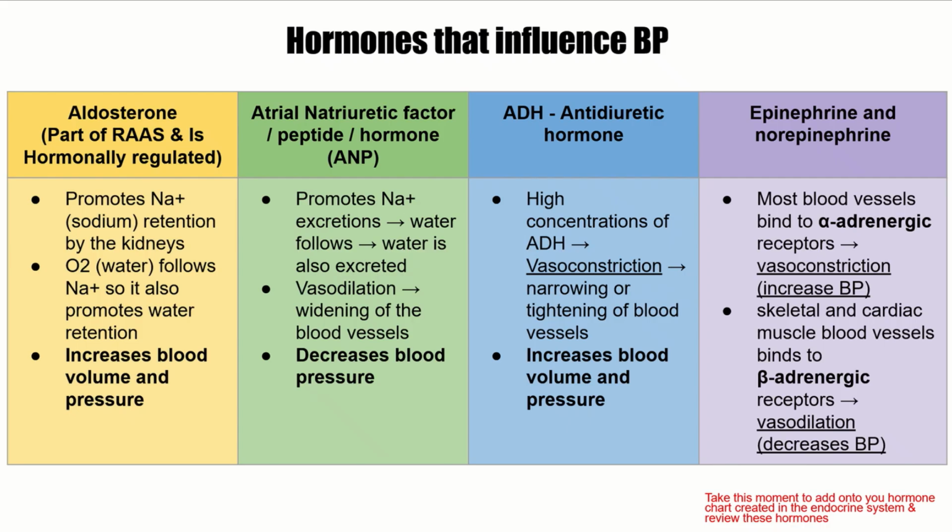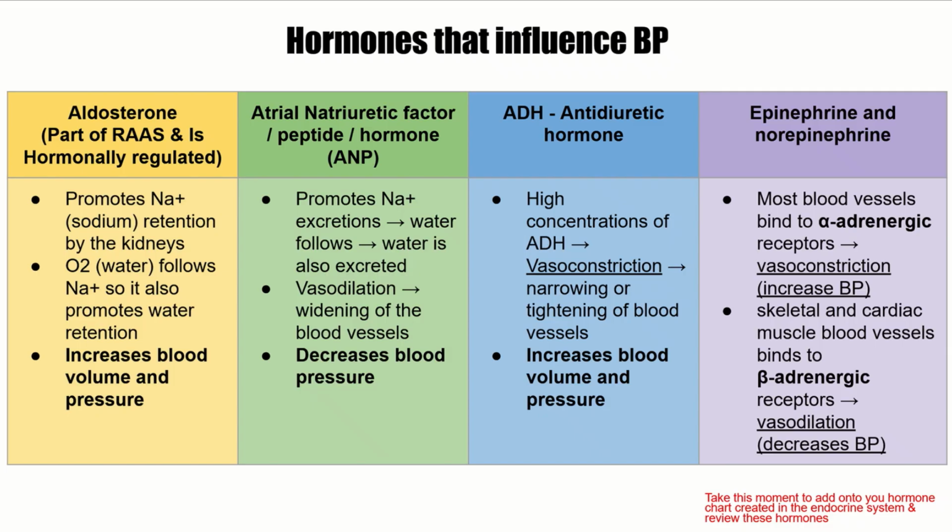Okay, hormones that influence blood pressure. For now, I'll skip aldosterone as the next slide provides a visual aid for it. We have many ways to increase our blood pressure, but only a few to decrease our blood pressure. ANP is one of the ways in which our body decreases blood pressure by promoting the excretion of sodium, and where sodium goes, so does water, and this water will also be excreted. The blood vessels will widen, resulting in vasodilation and decrease in blood pressure.